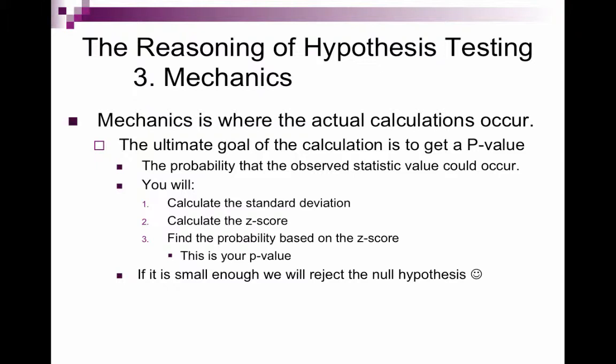Then we'll be able to calculate our Z-score, where our mean will be our null hypothesis and our X value will be our sample proportion. And then finally, we'll use our z-score to find the probability. And that probability is your p-value. If we end up with a small enough p-value, we can then reject the null hypothesis, where we will find in favor of our alternative hypothesis.